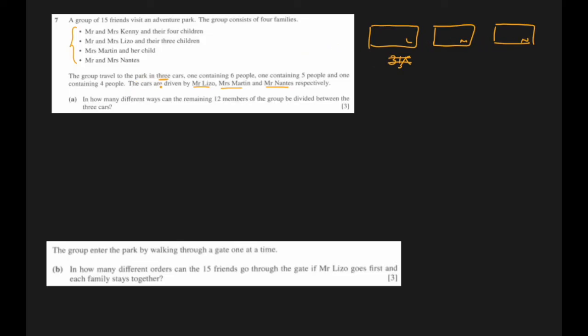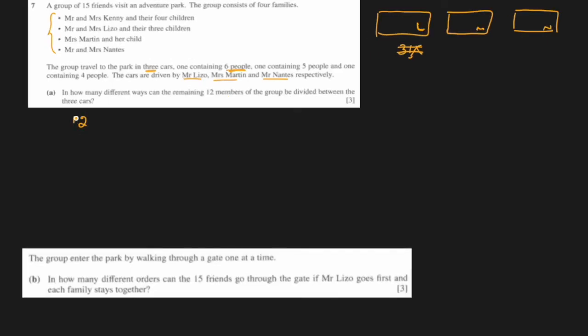Alright. Now, the second problem is that the first car should have 6 people, right? And one driver is already there. We will ask 5 people out of those 12 to fill this car, so that it becomes Mr. Lizzo plus 5, that makes it 6. Then there are 7 people remaining out of 12. Out of those 7, we will select 4 and ask them to sit in this car. They will become 5 here. And then the remaining 3 people will take the third car, 3C3 is 1, so if you write this or don't write, it's okay.